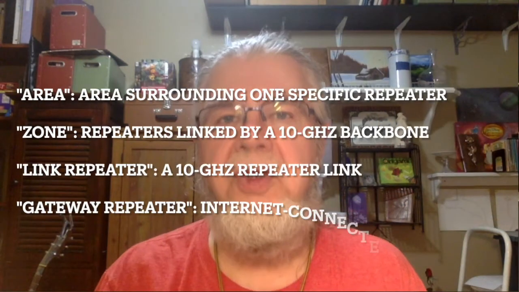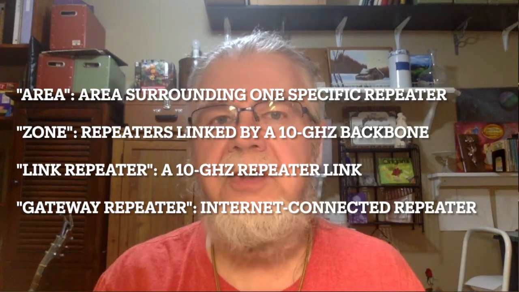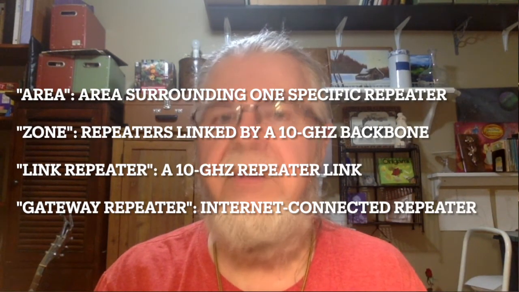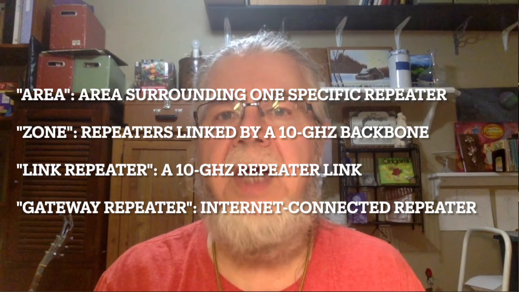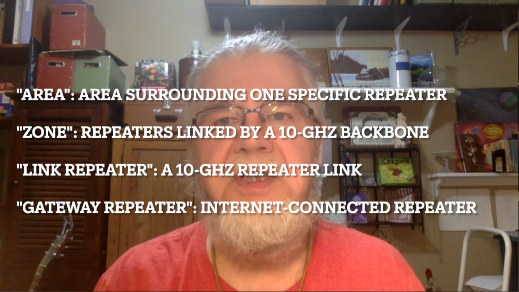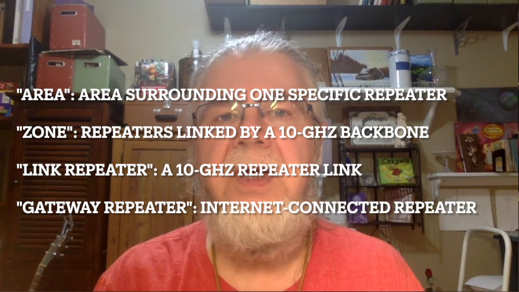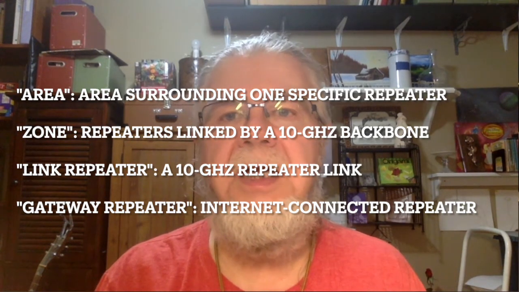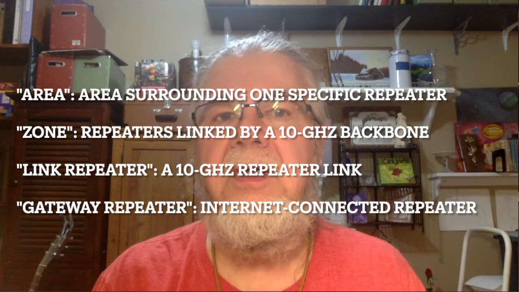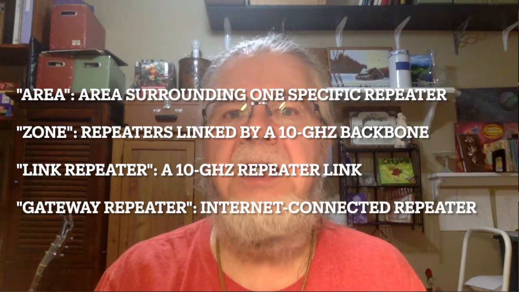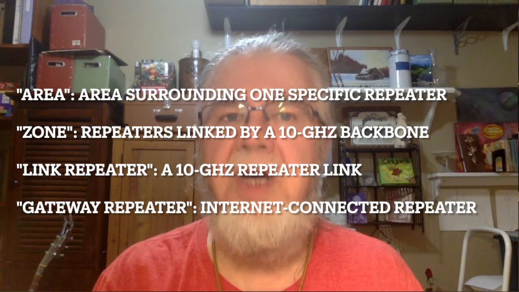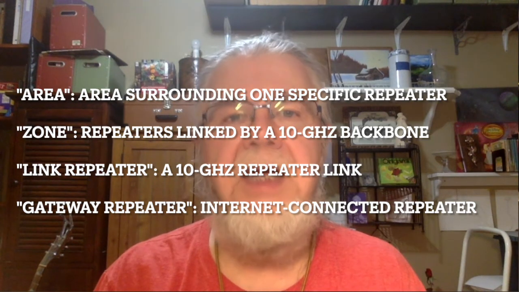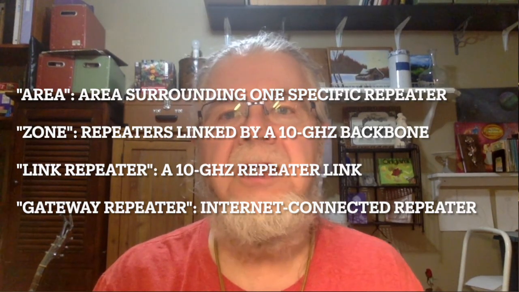4 terms are used to describe D-Star repeaters: area, the operating area around or surrounding one specific repeater; zone, a group of repeaters linked by a 10 GHz backbone; link repeater, a 10 GHz repeater linked to another repeater; and a gateway repeater, an internet-connected repeater.